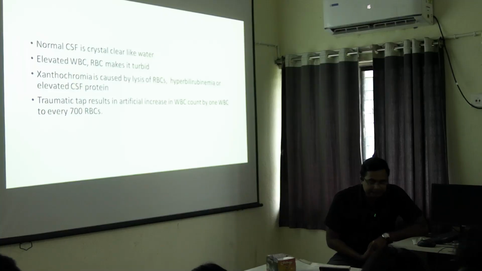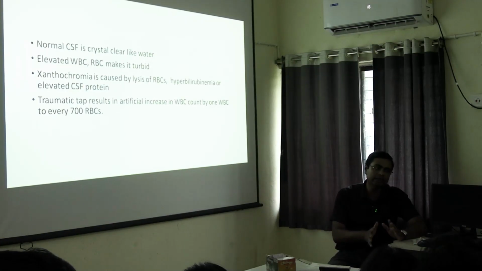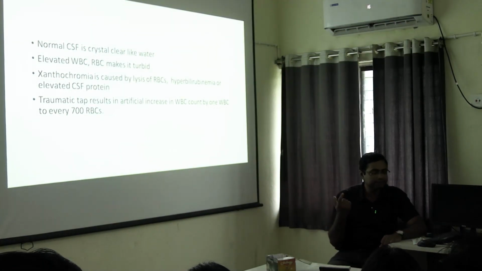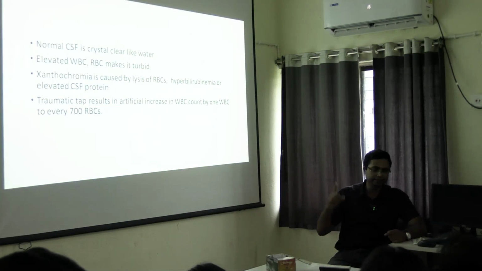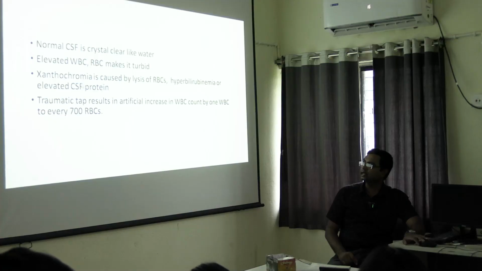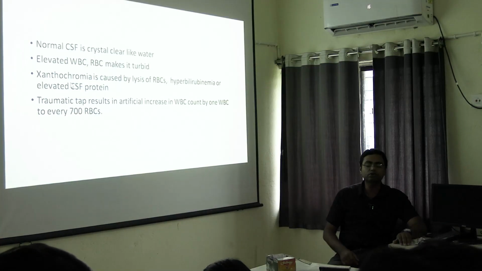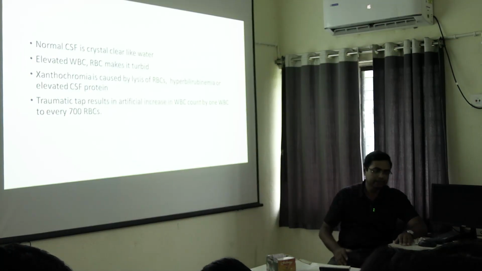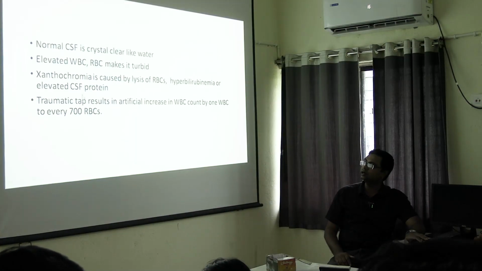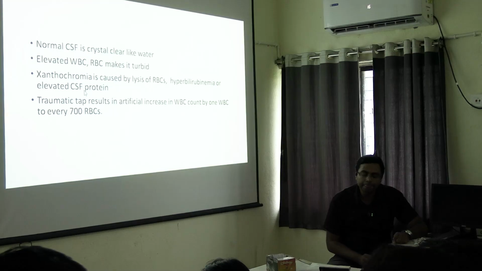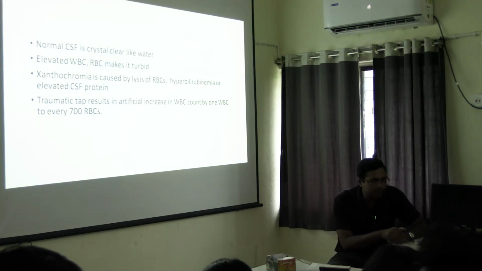So normal CSF is like crystal clear water. If it is hemorrhagic, traumatic hemorrhage or subarachnoid hemorrhage, then that will be red. But another feature is xanthochromia. Xanthochromia মানে কিছুটা yellowish type লাগবে. It is caused by lysis of RBCs, jaundice or elevated CSF protein. আরেকটা যেটা commonly হতে পারে সেটা হচ্ছে traumatic tap.